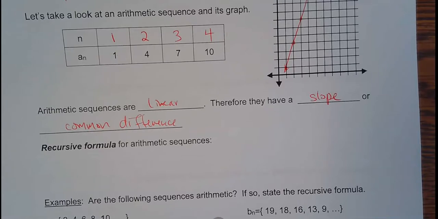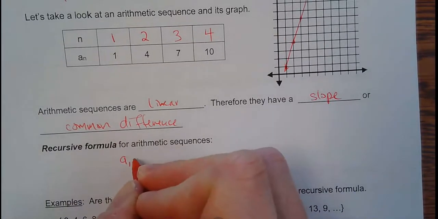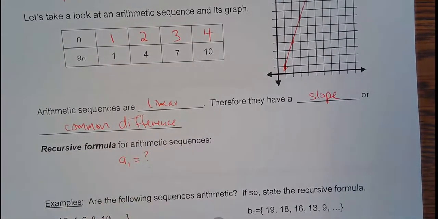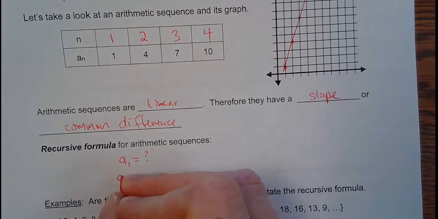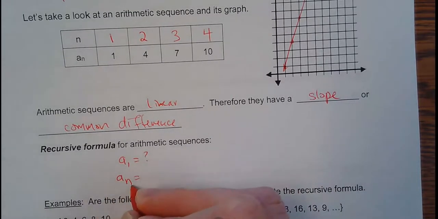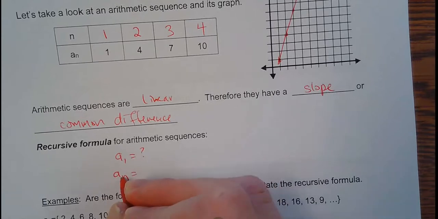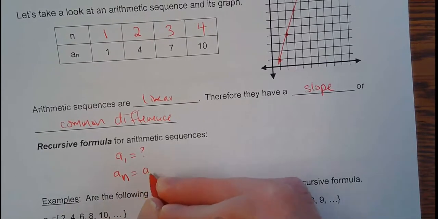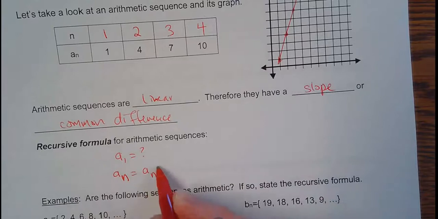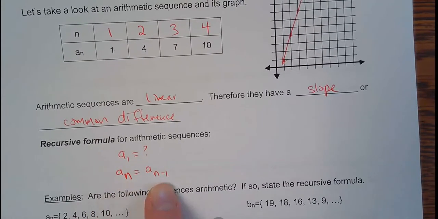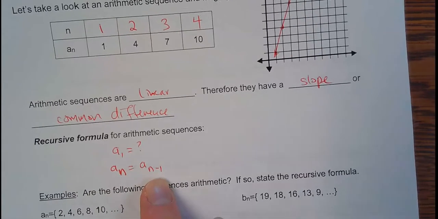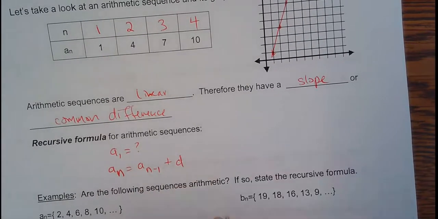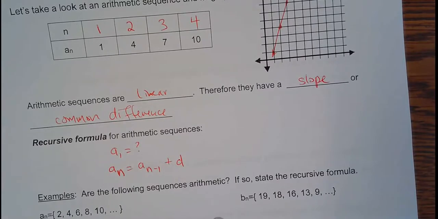Now a recursive formula. So a recursive formula for this guy. First off, you have to say what a sub 1 is. So in a formula, you have to state the first term, and then for any a sub n, any term is going to be the term before it. So a sub n minus 1 means the one right before it. So if I'm saying a sub 4, this would be a sub 3 because it's the one right before it, plus that common difference.